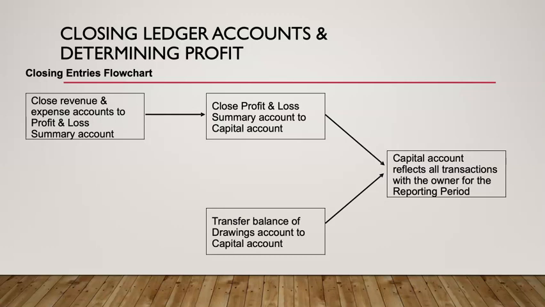Let's go through the process first. This is the process that we're always going to do when we are determining profit. First up, we're going to explain how to close revenue and expense accounts. We're then going to explain how to close a profit and loss summary account to a capital account. We will then explain how to transfer drawings to this capital account. And once we've done that, we will have a capital account that reflects all the transactions and calculates profit for the period, and we've done this process. So there are a few things to do. If we understand all of them and follow this flow chart, we'll be fine.